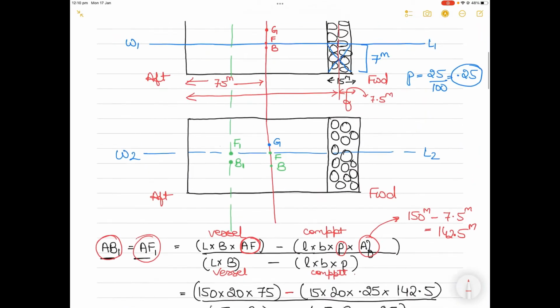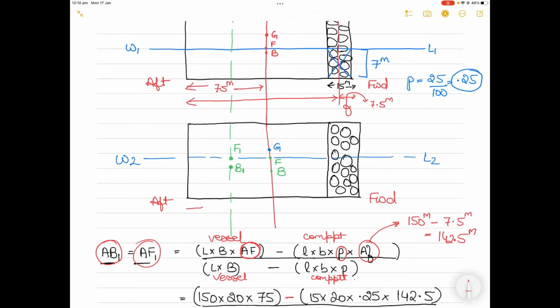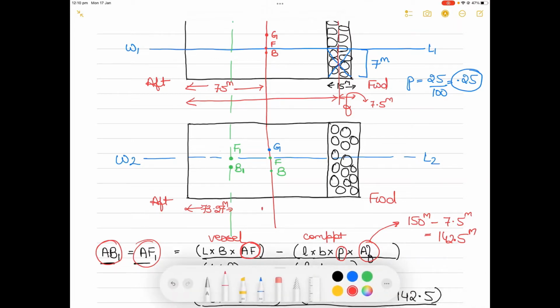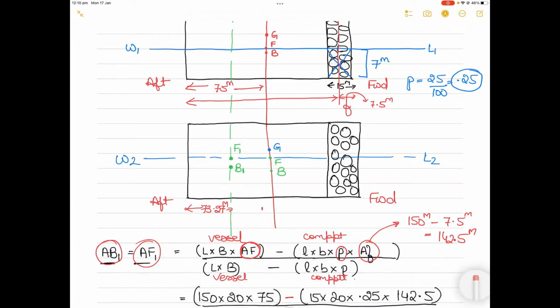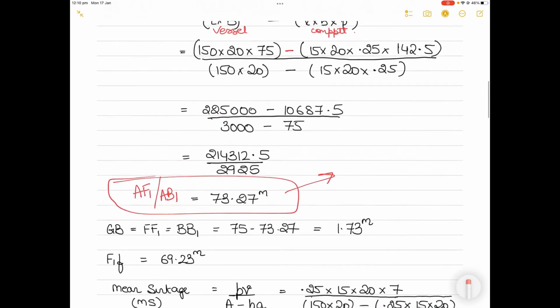Right? Now once I have found that out, I know that this is 73.27 meters. Not to scale, of course, but you get the idea. The reason I show this much distance is so that it's clear to you. If I make it very close, then it will get very cluttered. So 73.27 should ideally be very close to the midship here, but the reason I'm showing you like this is so that you can understand it better, the difference in distances.